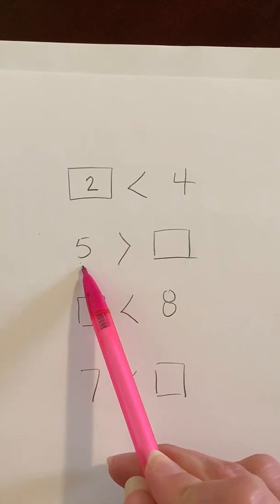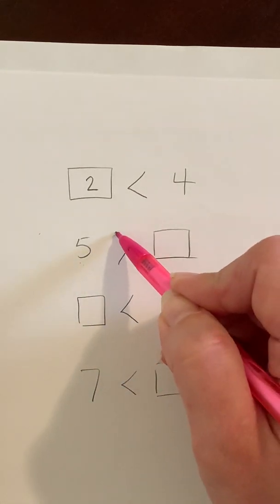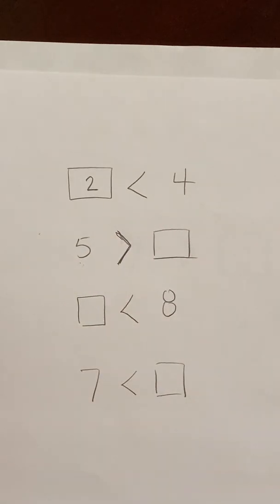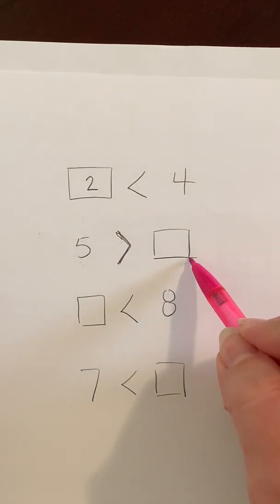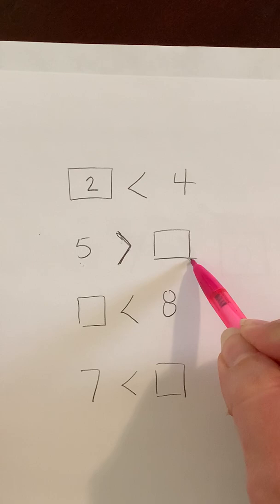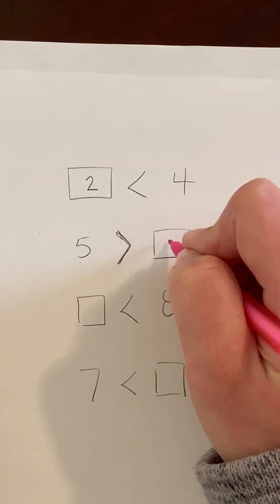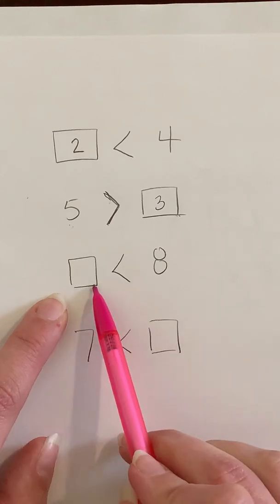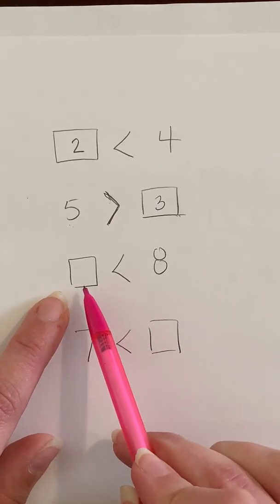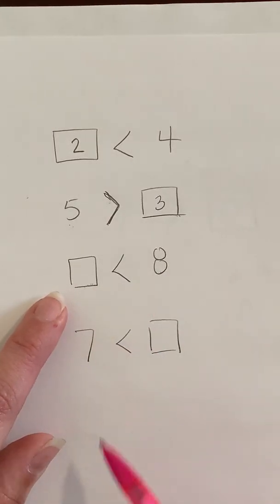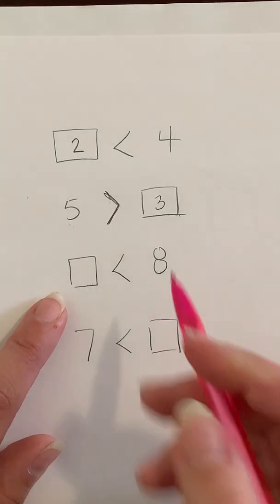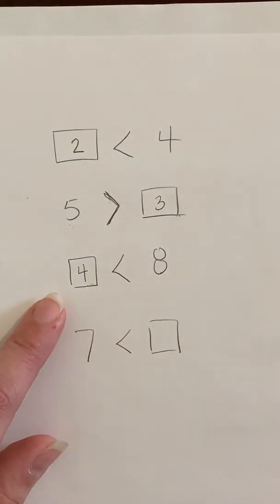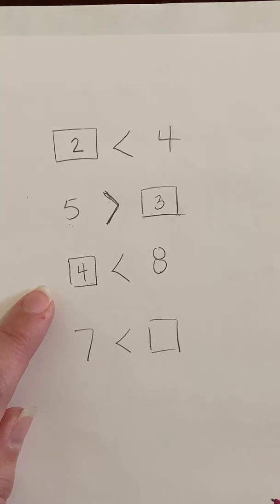Next problem, 5. Pac-Man's facing the 5. He wants 5. Any number you can put to be less than 5. 3 is less than 5. 2, 0. What number is less than 8? 4, 3, 1.